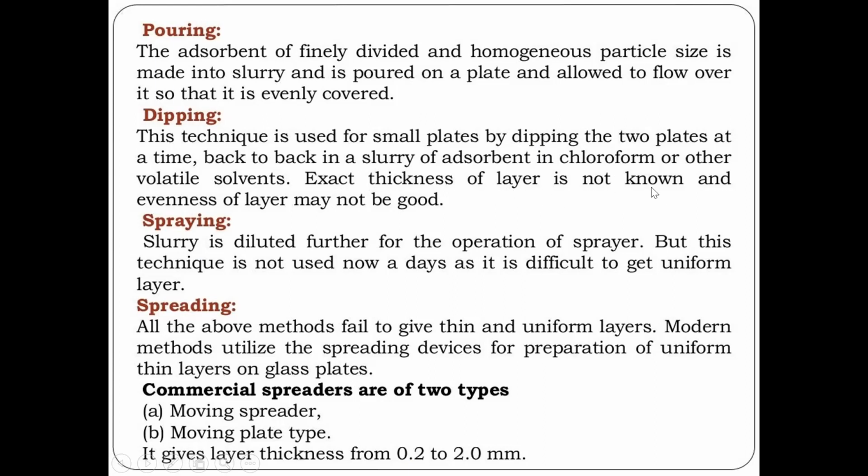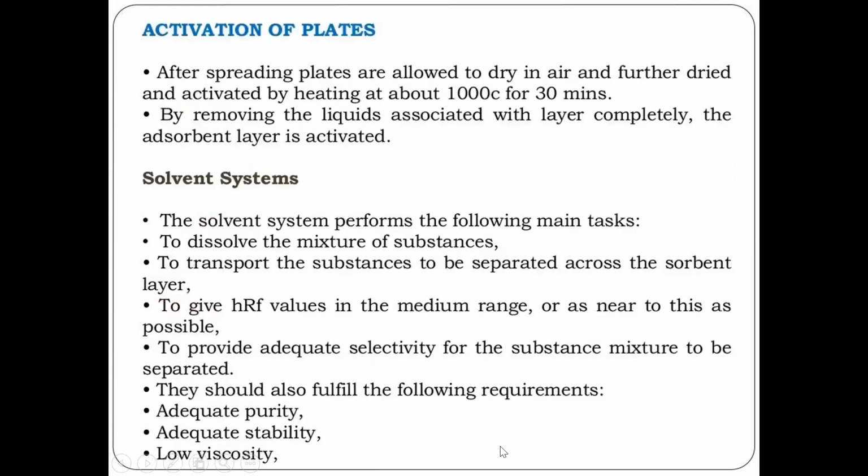In the dipping technique, the exact thickness of the layer is not known and the evenness of the layer may not be good. In the spraying technique, the slurry is diluted for the operation of the sprayer. Here a sprayer is used. Next, the spreading technique. Spreading devices are available to spread the slurry onto the TLC plate. Commercial spreaders are of two types: moving spreader type and moving plate type. In the moving spreader, the spreader moves, and in the moving plate type, the plate is moved so that the slurry is coated onto the plate. Here the layer thickness is 0.2 to 2 millimeters.